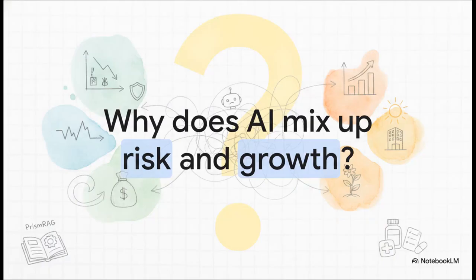I mean, think about it. Why does your AI system mix up financial risk and growth? Or if you're in a hospital, why on earth is it mixing up strict medication guidelines with a random list of patient symptoms? It is incredibly frustrating, right? You ask for something specific, like, say, volatility in a risk model, and the AI hands back this beautifully written but completely wrong answer based on a marketing team's growth pitch. It sounds totally plausible, but it's pulling from the entirely wrong material.